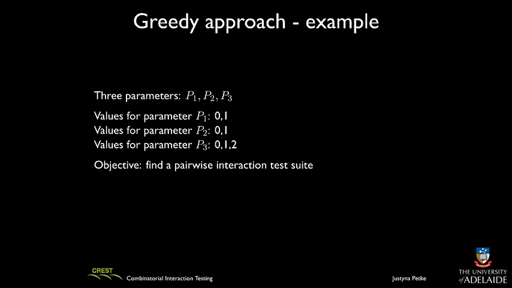So P1, P2, P3. Actually, let me very briefly write this down on the whiteboard. So P1 is value 0 and 1, P2, just so that we can easily remember this, and P3, 0, 1, 2. I hope you can kind of see this. It's a very weak pen.